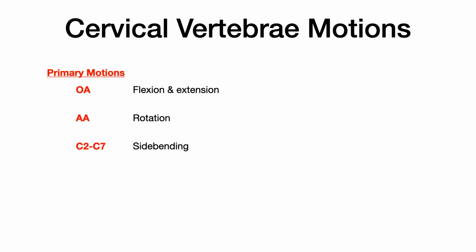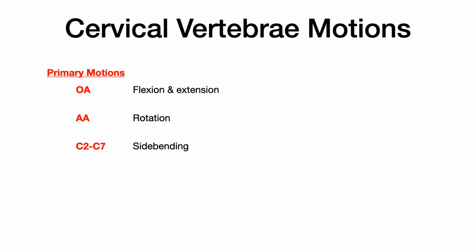Now let's change gears and talk about cervical vertebrae motions. At each of the three parts of the cervical spine, there are three different primary motions. So as you might imagine, because there are three relevant portions of the cervical spine, and each of those three portions has a different primary motion, this is particularly high yield because test writers will just love to ask you this. At OA, the primary motion is flexion and extension.